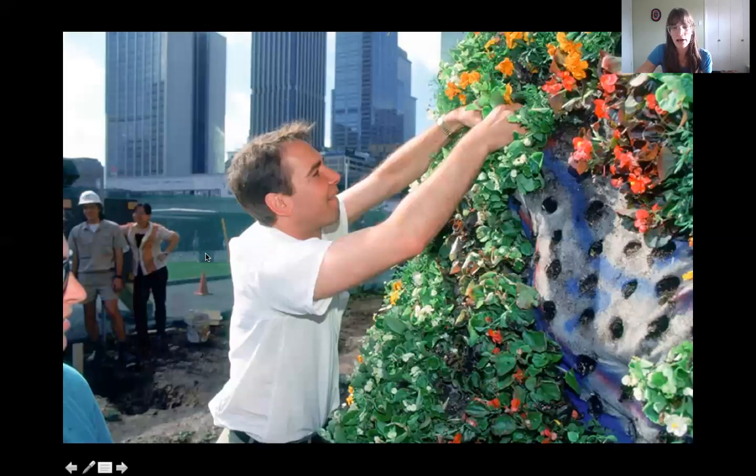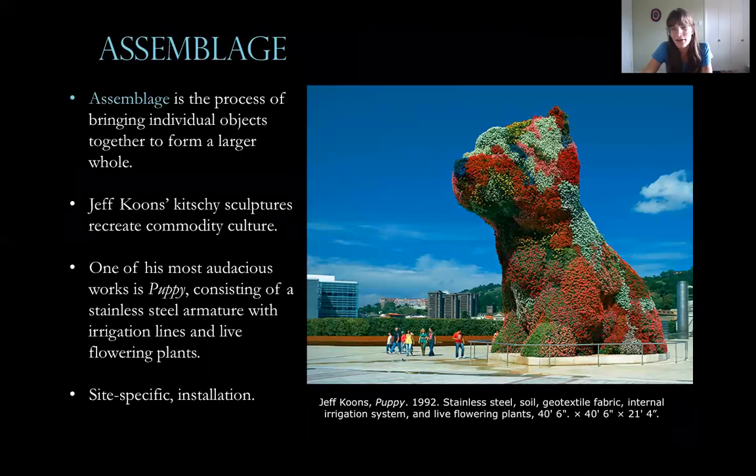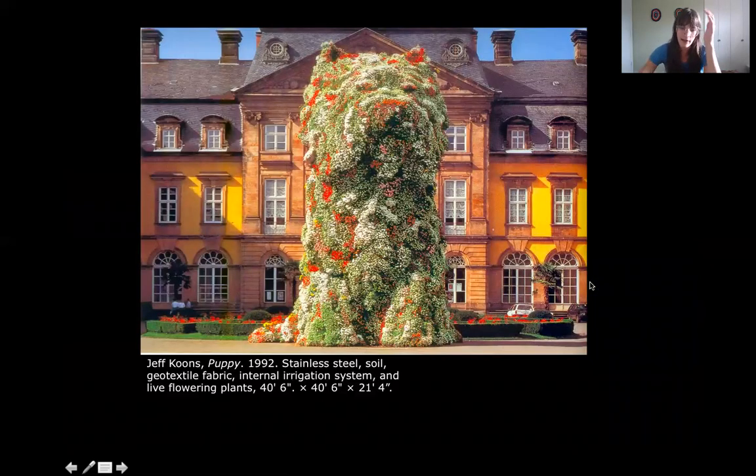Here's a picture of the artist himself installing the work, so you can see this framework where he placed all the flowers, different flowers, specifically in little pods where the soil was. You can also find other versions: there's one in New York, this one is in Spain, and there's also one in France, which I think was an installation that was taken out. So it's a really interesting work that gets us thinking about sculpture on a large scale and as an assemblage of objects brought together.